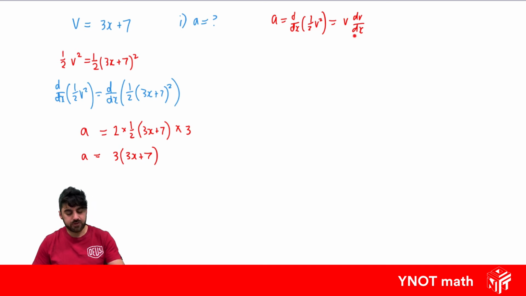The other method was to use this over here, where acceleration equals v times dv dx.